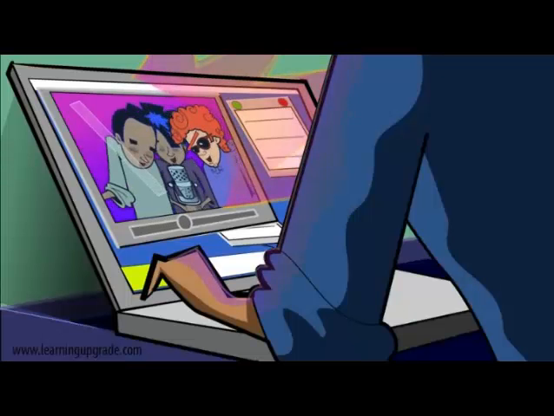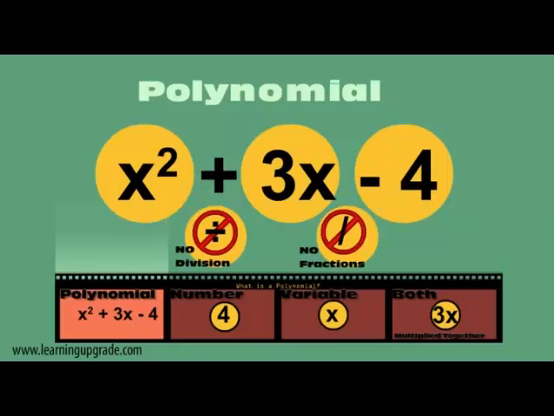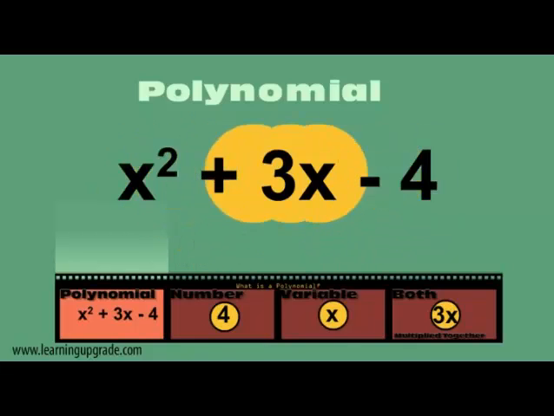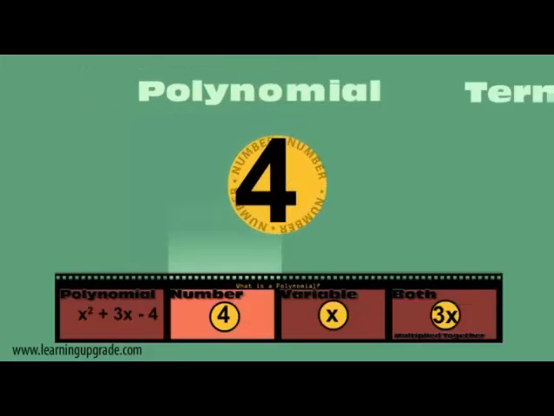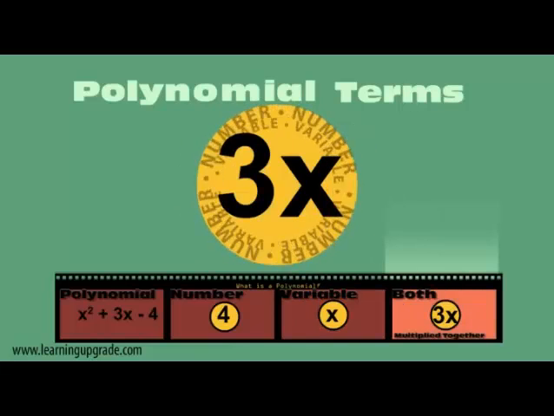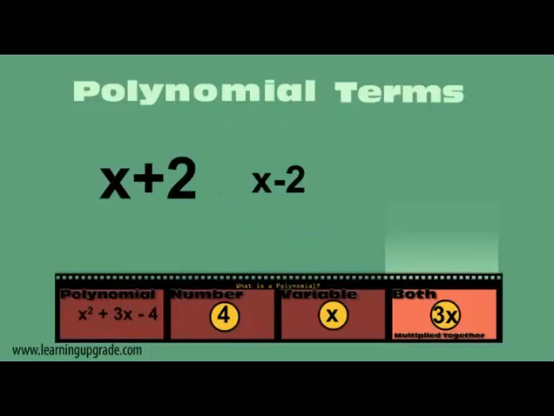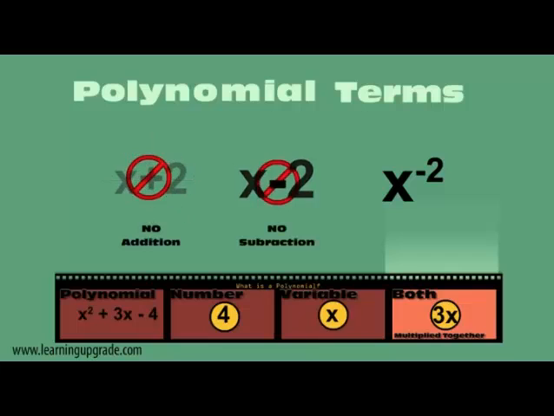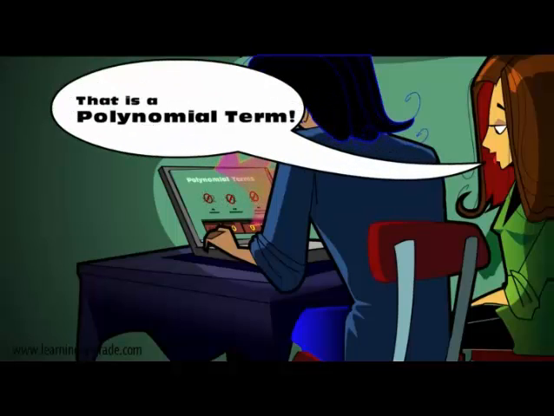What's a polynomial? It's the sum of one or more terms. X squared plus 3x minus 4 with no division and no fractions. What's a polynomial term? It can be a number like 4, can be a variable like x, a number and a variable multiplied together, 3x. With no addition and no subtraction and with no negative exponents, that is a polynomial term.